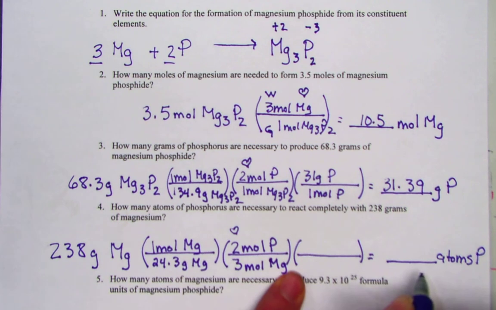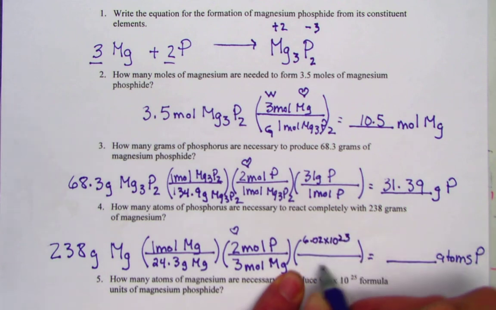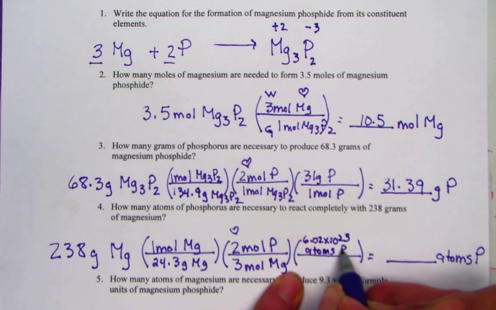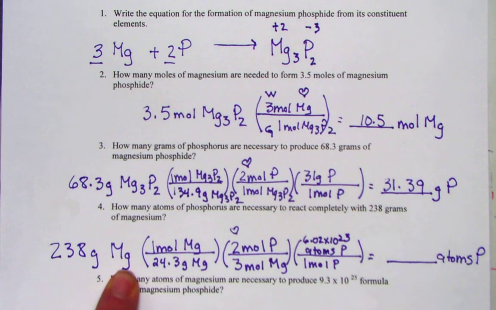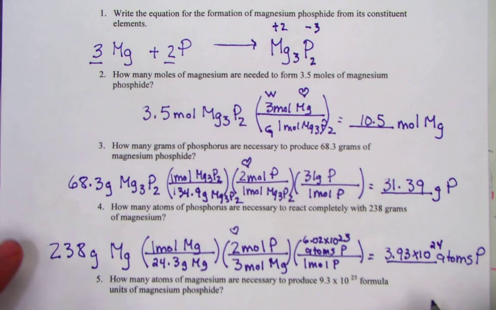In the last step, we want to count the number of atoms. To count individual particles, we use Avogadro's number. We know that there are 6.02 times 10 to the 23rd atoms of phosphorus in every 1 mole of phosphorus. To hit it, we would start by hitting 238 divided by 24.3 times 2 divided by 3 times 6.02 E23. I find 3.93 times 10 to the 24th atoms of phosphorus.